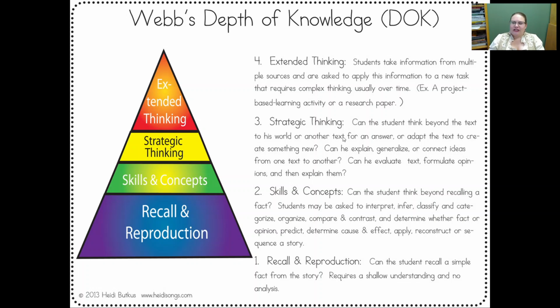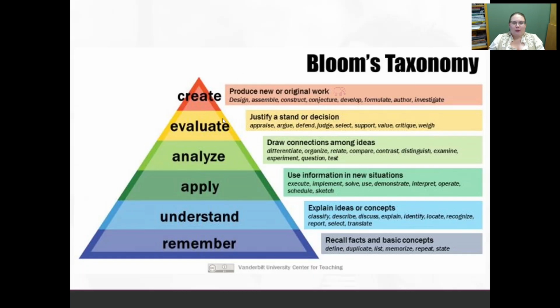So what do you think strategic thinking is associated with when we talk about Bloom's taxonomy? If you said evaluate, you would be correct here. So evaluate would be where we're arguing, we're appraising, we're debating, we're providing support, right? So this is justify a stand or decision.